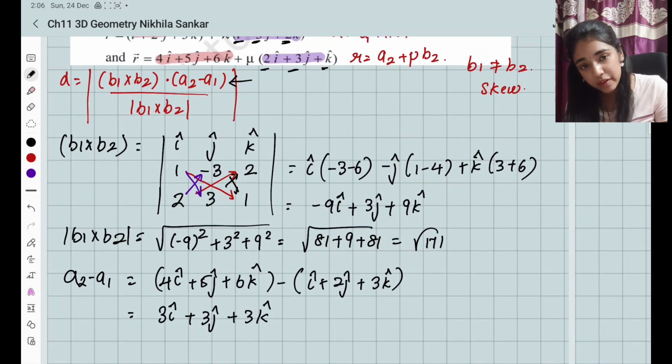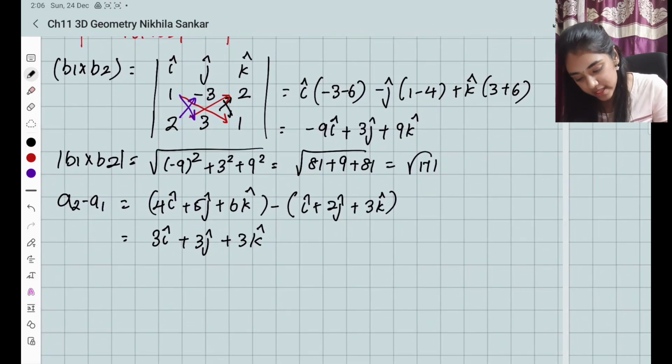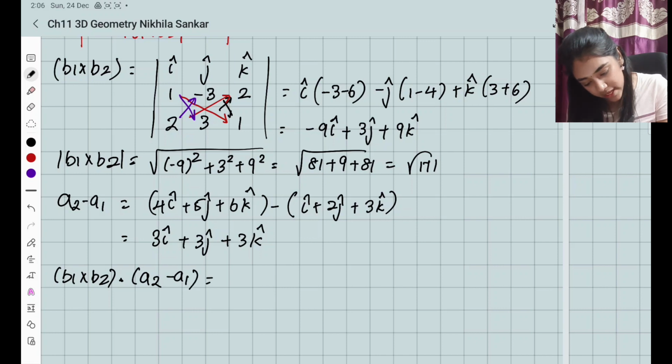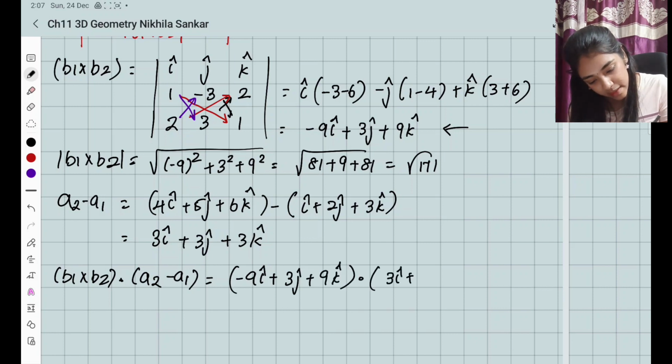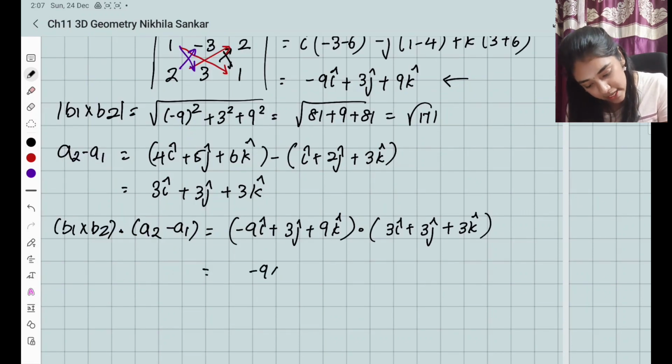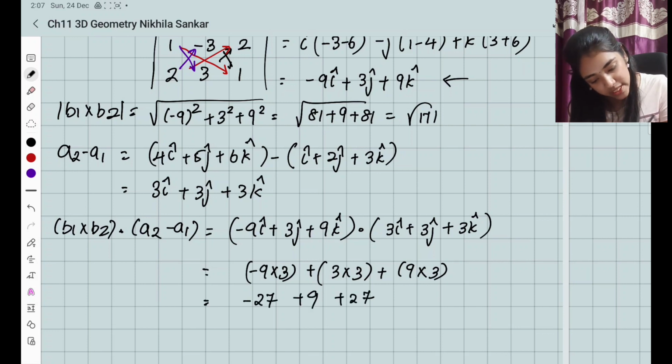இப்போ numerator la I need to find the dot product of B1 cross B2, A2 minus A1. So when I do that, B1 cross B2 dot product of A2 minus A1 is going to be B1 cross B2 enna minus 9 I cap plus 3 J cap plus 9 K cap dot product 3 I cap plus 3 J cap plus 3 K cap. So this is going to be minus 9 into 3 plus 3 into 3 plus 9 into 3. So this is minus 27 plus 9 plus 27. Minus 27 plus 27 போயிடும். The final answer is going to be 9.